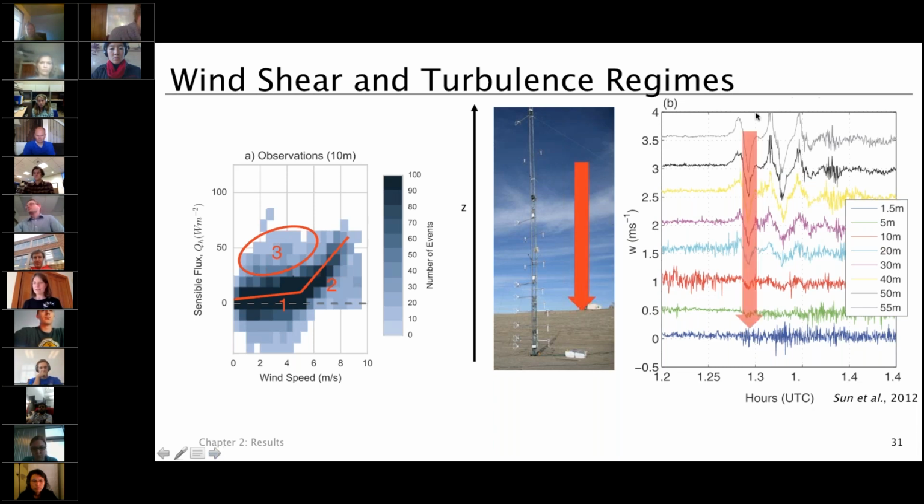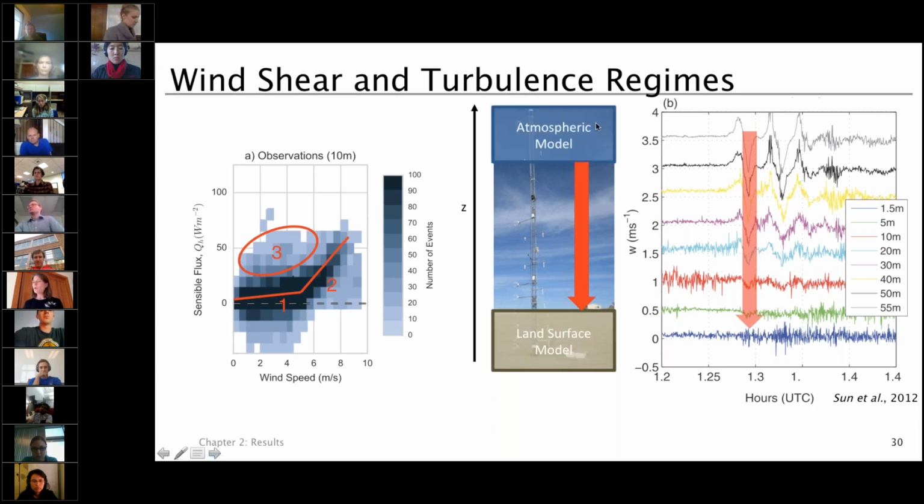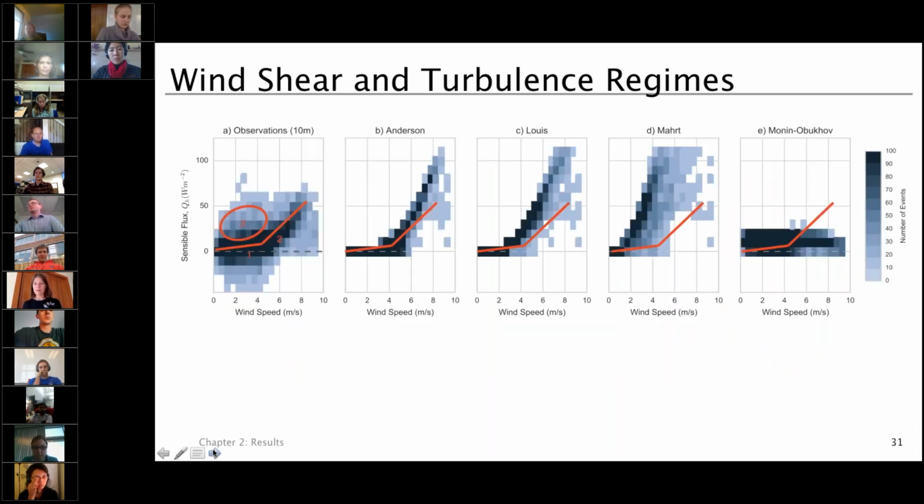This is, you can see the energy propagating from higher in the atmosphere down near the surface. The only way you could ever hope to get this is to have a really high resolution, high quality atmospheric model coupled to your land surface model. We do not have this. We would not expect our model or any of our parameterizations to get step 3 at all, anywhere, anytime.